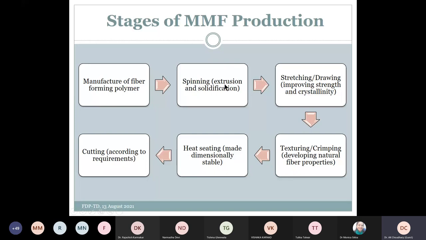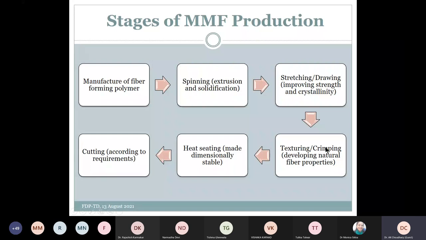And after this extrusion, the textile process is going to start. That stretching, drawing will decide the POY and FOY quality of the filament. Then the texturizing and crimping. Texturizing is a process to improve the softness and loftiness of the yarns, or especially the filaments, by edge crimping, by air texturizing, crimping, and either by the twist method.